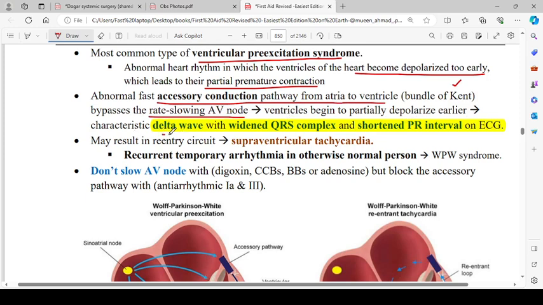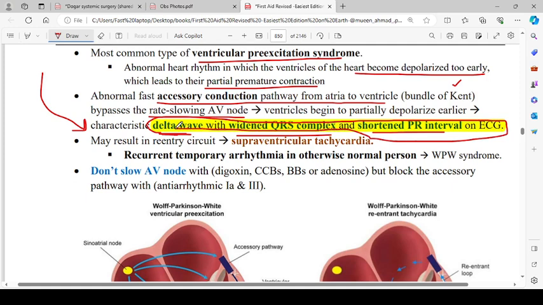The characteristic delta wave is a very important diagnostic marker. If the delta wave is present with a widened QRS complex and short PR interval on the ECG, this is Wolff-Parkinson-White syndrome. What is it? Delta waves with widened QRS complex and shortened PR interval on the ECG. It may result in a re-entry circuit like supraventricular tachycardia, recurrent temporary arrhythmia in an otherwise normal person.